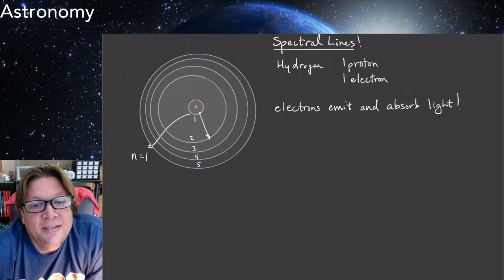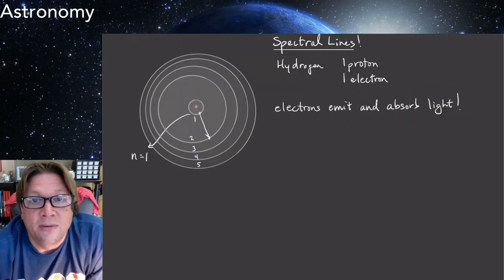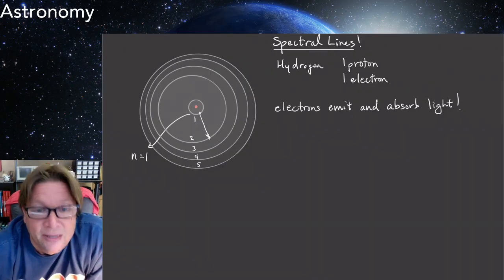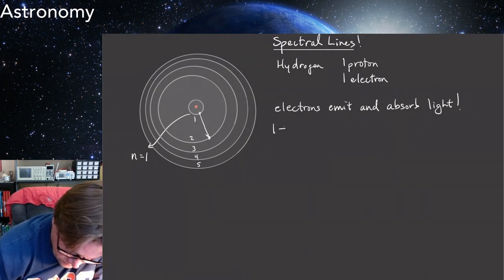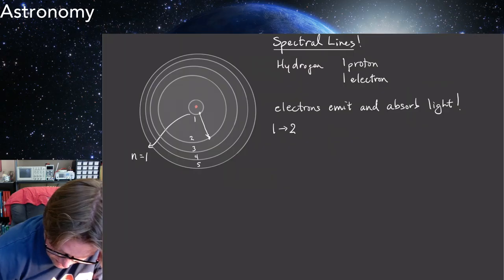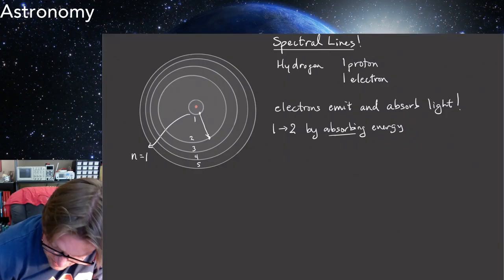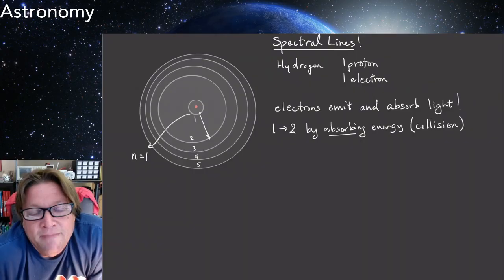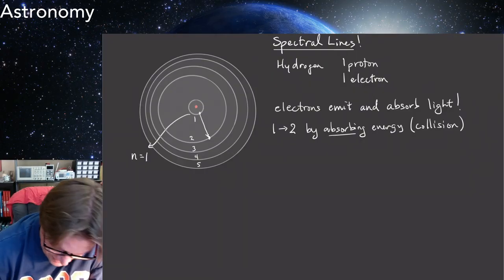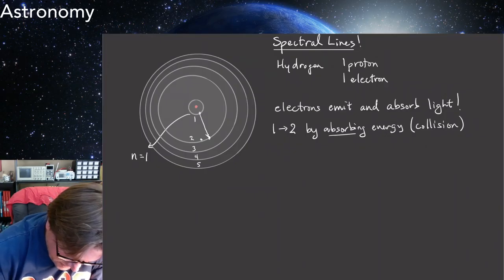What happens is that it stays there for a little while, but then it's unstable, they always fall back down again. They always want to get back to level 1, and they can stay on level 1 as long as they want. So it can jump up from 1 to 2 by absorbing energy. And right now we're just going to say that that's from a collision with another hydrogen atom. So the electron can jump up to 2, and then what happens is that it always falls back to 1.